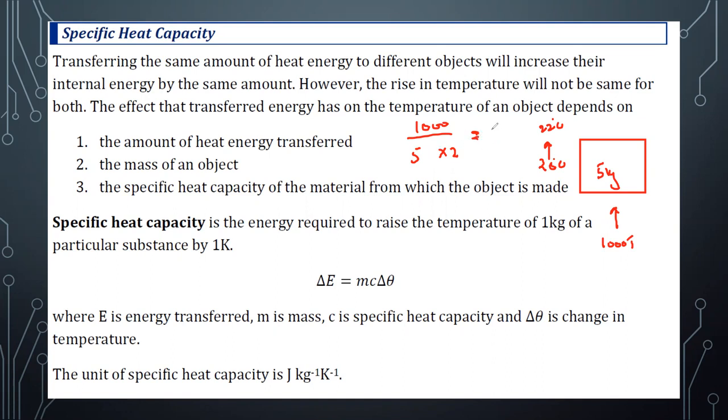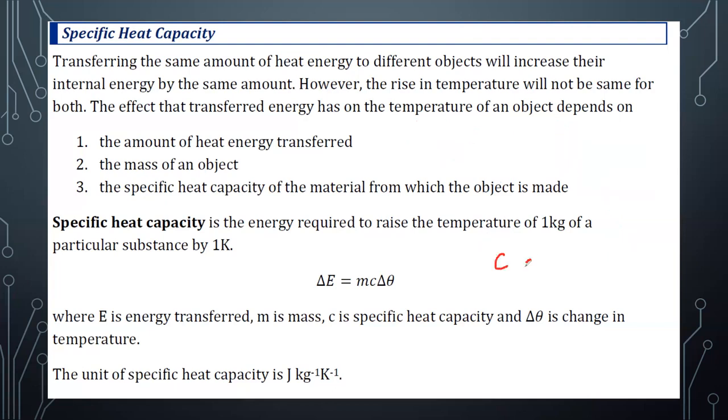So here 1000 divided by 10, which equals 100 joules per kilogram degree centigrade, or it can be Kelvin as well. So the amount of energy required to change the temperature of 1 kilogram of a substance by 1 degree centigrade, we call that specific heat capacity. The specific heat capacity formula is how much energy we supply divided by mass and temperature change. We can represent it by delta T, or we can use delta theta. Both are acceptable.